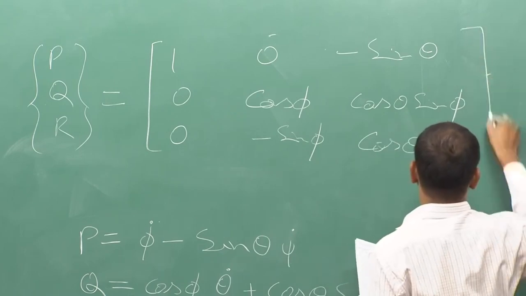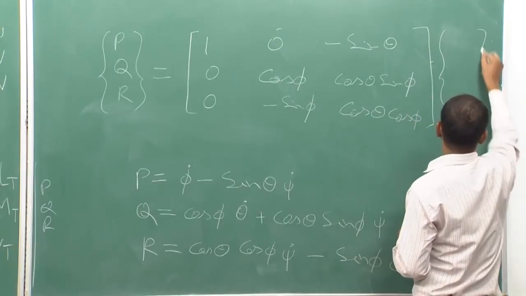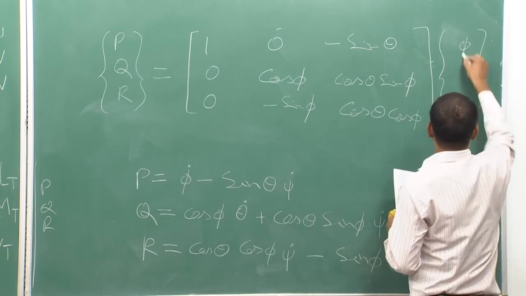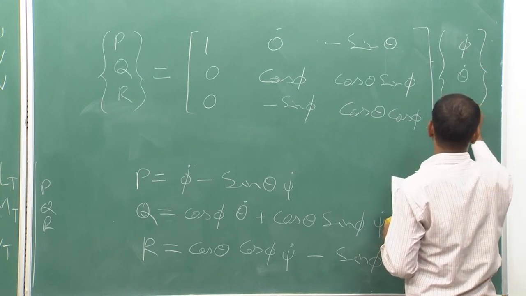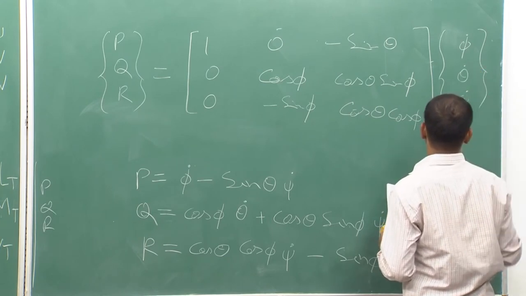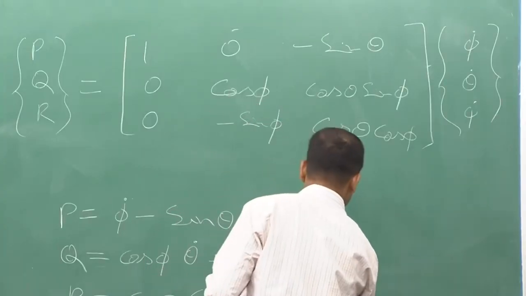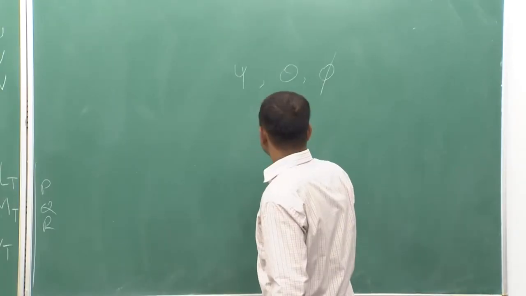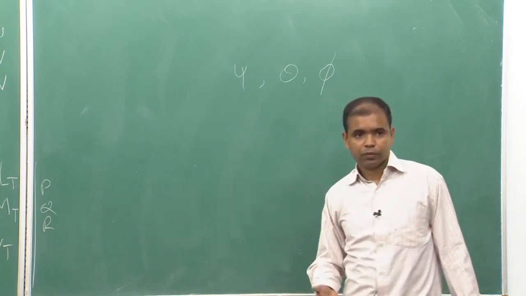And this, in multiplication with phi dot, theta dot and psi dot. And this set of equations we call the kinematic equations. Once we have this psi, theta and phi, we know the orientation of the aircraft.